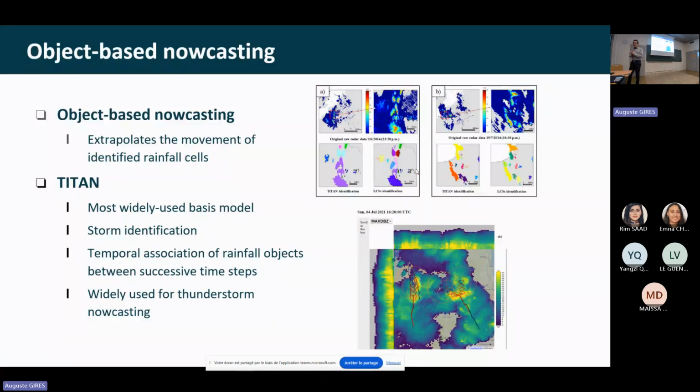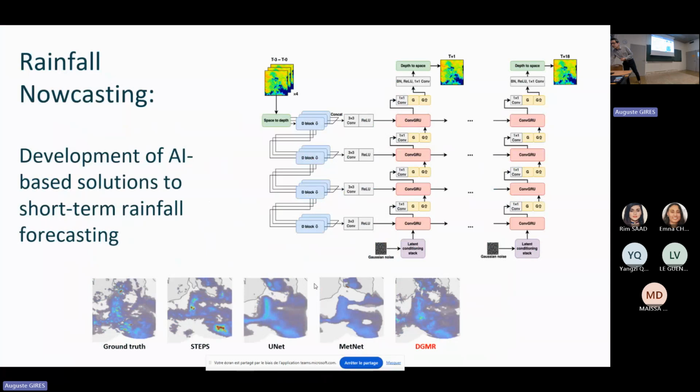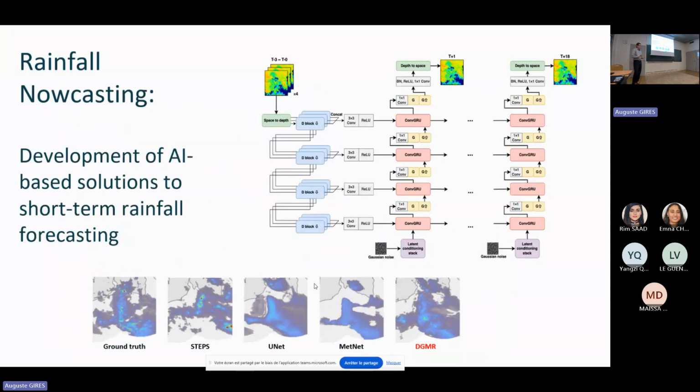However, there's a very big research gap in object-based nowcasting. It only considers the movement. There are really no methods here, or a very limited number of methods, that try to incorporate evolution inside this kind of model. So in my research team, in terms of rainfall nowcasting, we work on both methods.